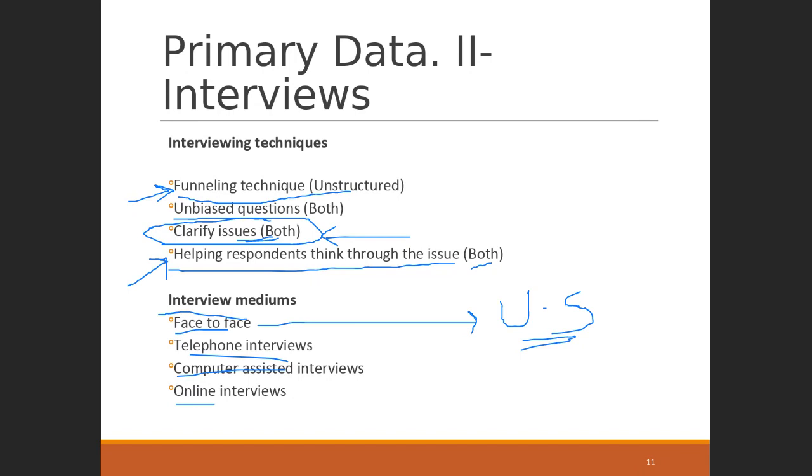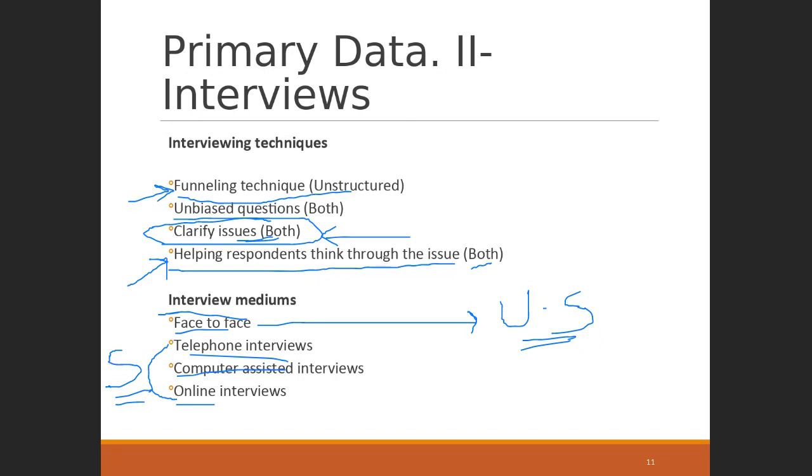Telephone interviews and online interviews can be structured in nature because you already have all the questions in an orderly manner. You have a predetermined set of questions, so you can ask structured questions through a telephone medium or online medium as well.